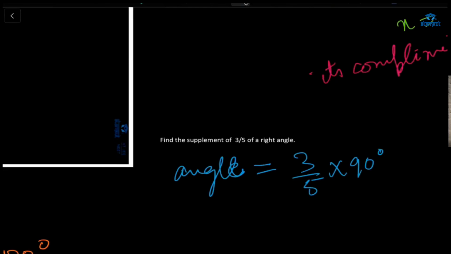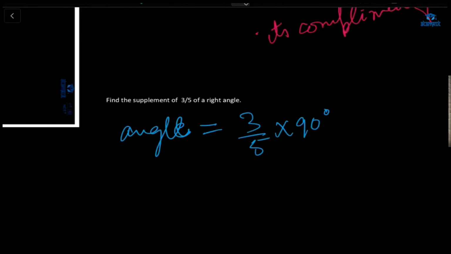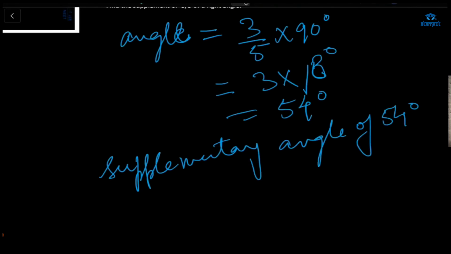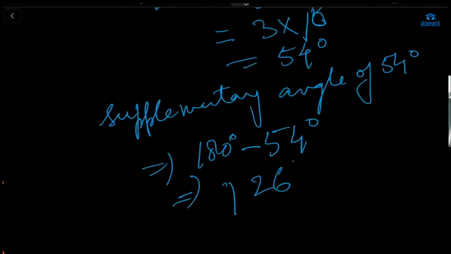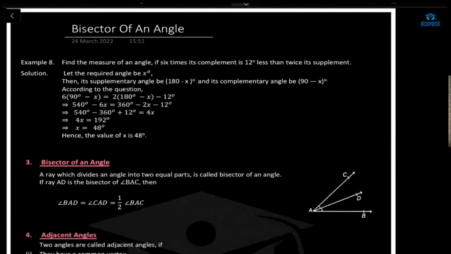So 3/5 of 90 degrees. First we have to find this angle, then only we can find the supplement of this angle. So we got 54 degrees. The measure of the angle is 54 degrees. Now the supplementary angle of this is 180 degrees minus 54 degrees, which gives 126 degrees. Then, okay, one more question.